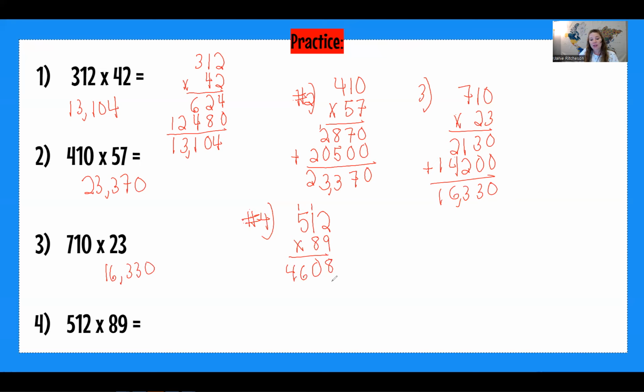Get to the 8. I'm going to add a 0. 8 times 2 is 16. Carry the 1 somewhere. 8 times 1 is 8, plus 1 is 9. And then 8 times 5 is 40. We're going to add those up. Keep them lined up nicely. Oops, I turned off my pen somehow.